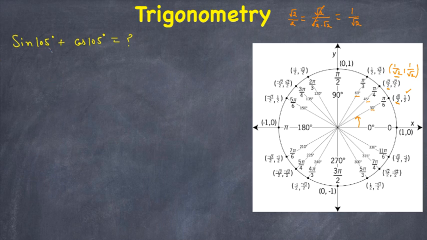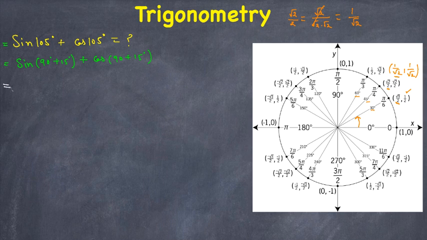So 105, I can use 90 plus 15. That will give me 105, and sine 15 we already found that value in our previous problem. Okay, so let's write that down. So you can say sine 90 plus 15 degree plus cosine 90 plus 15 degree.